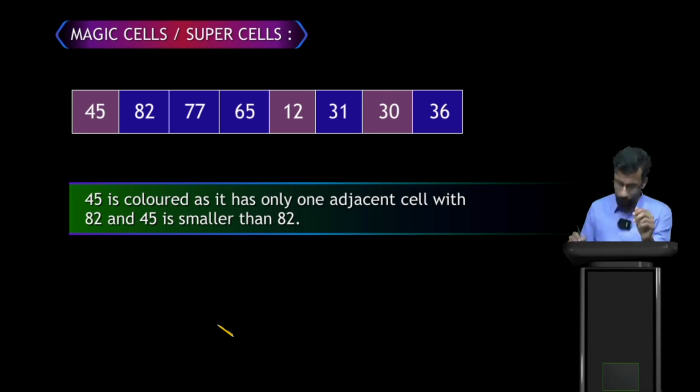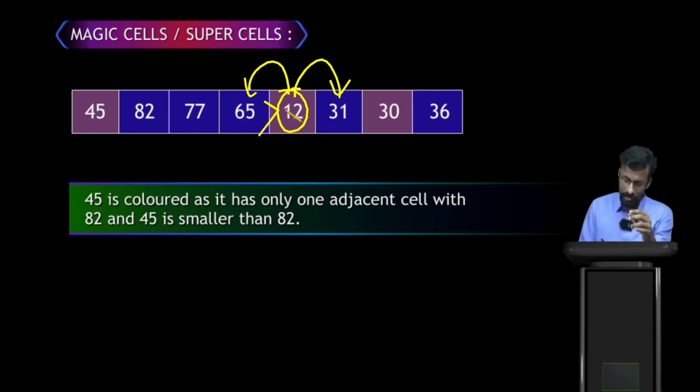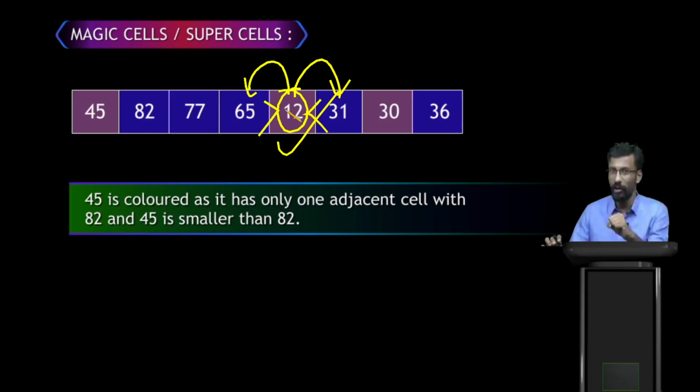So in this case, for 77, that one is greater, all okay, but this one is smaller, so we are not taking this one. For 65, that one is greater, fine, but 12 is smaller, so that's why we are not taking 65. For 12, its neighboring cells are 65, which is greater, and the second one is 31, which is also greater. So it should be colored. That's why we are coloring the number cell for 12.